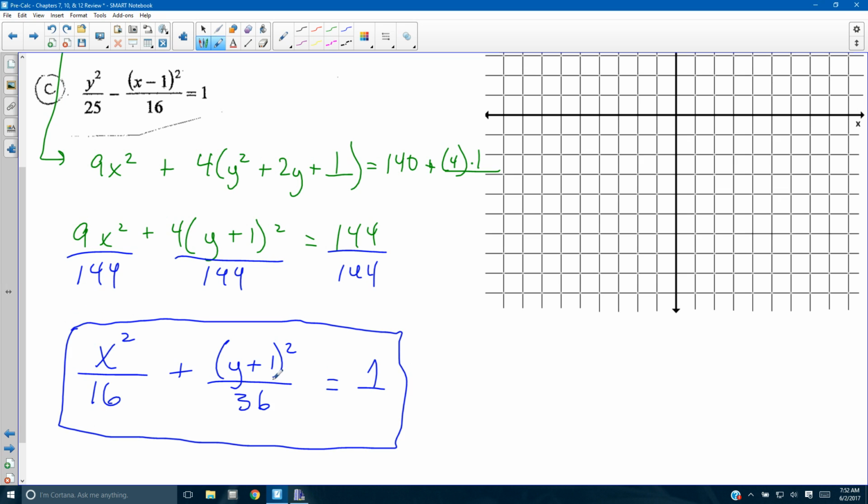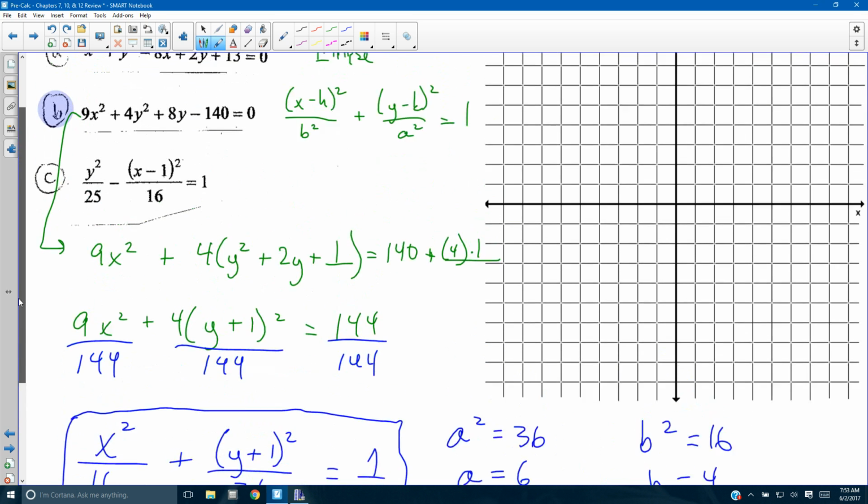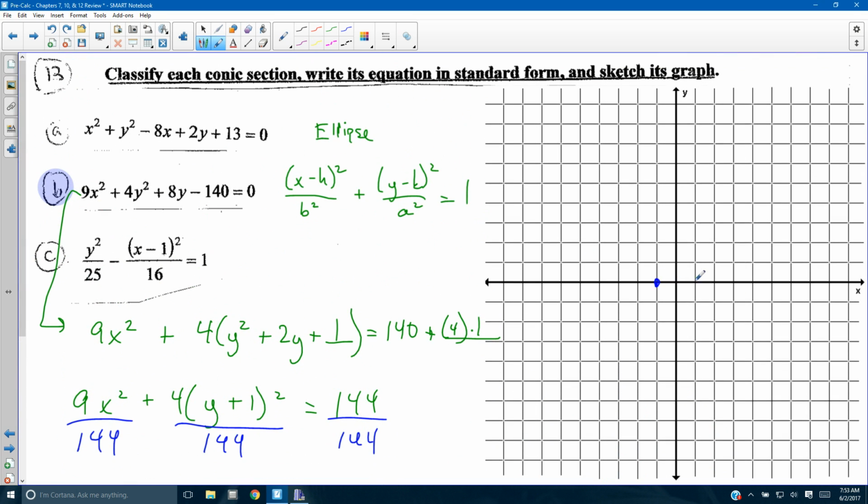Now let's go ahead and graph it based on what we understand here. A squared is in reference to 36, so a is 6. a is going to go up and down 6 from center. We have to figure out the center as well. a has to go up and down 6 from center because it's underneath y, so that's the major axis. b squared is 16, so b is 4. Okay, so we're going to go left and right 4 from center. Our center is at 0 for x, negative 1 for y. So starting at 0, negative 1, let's go up and down 6, and left and right 4.